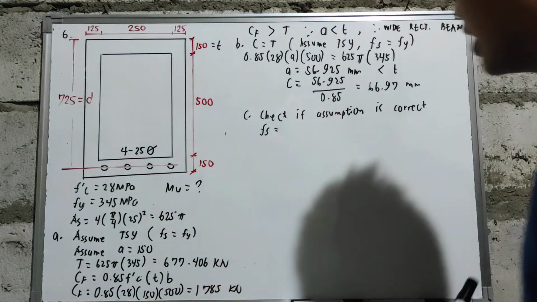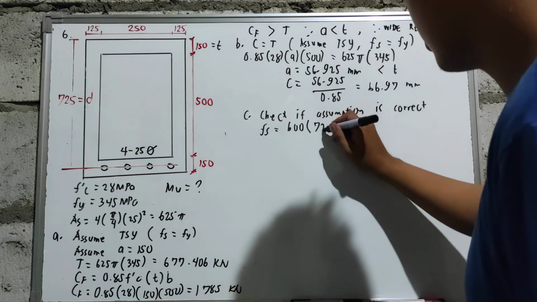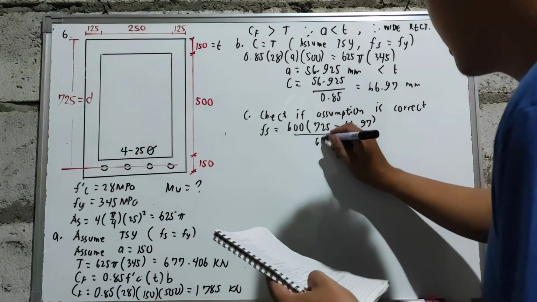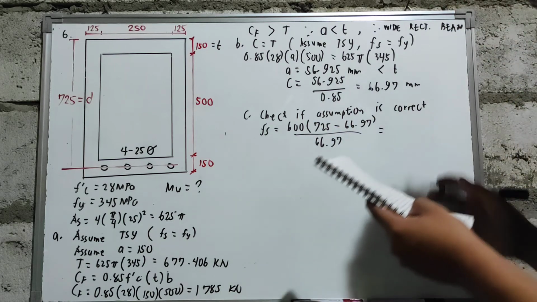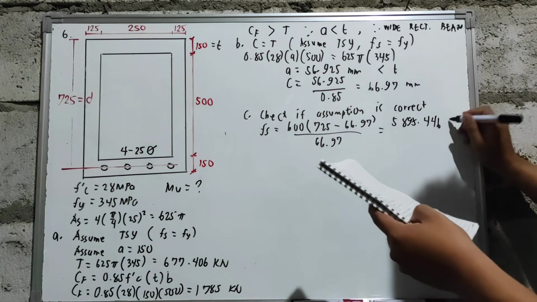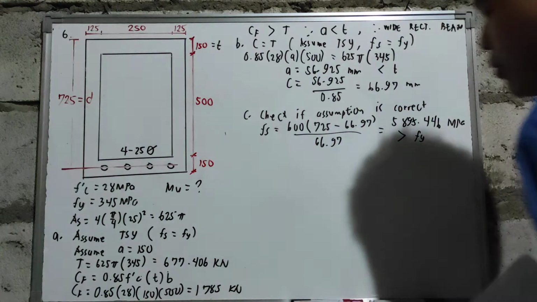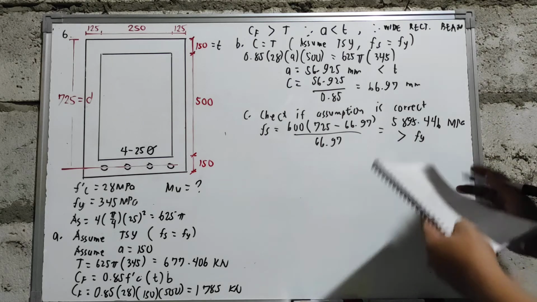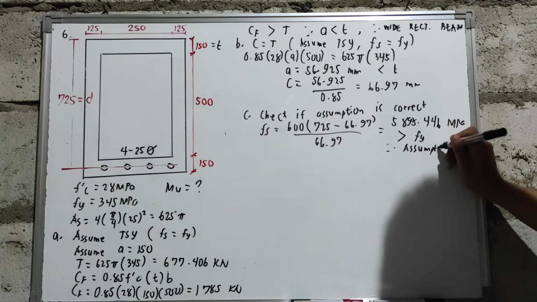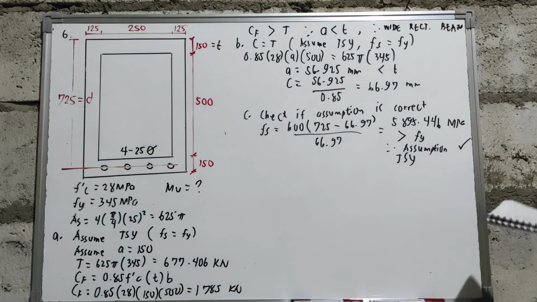We're going to calculate for the value of your Fs. That is equal to 600 times (D minus C) over C. So, yung D natin, that is 725 minus yung C natin na 66.97, over 66.97. So, you will have a value of your Fs which is equal to 5,895.446 megapascal. Since it is greater than the value of your Fy, which is only equal to 345 megapascal, therefore, assumption correct. So, happy tayo niyan kasi your tension steel will yield.